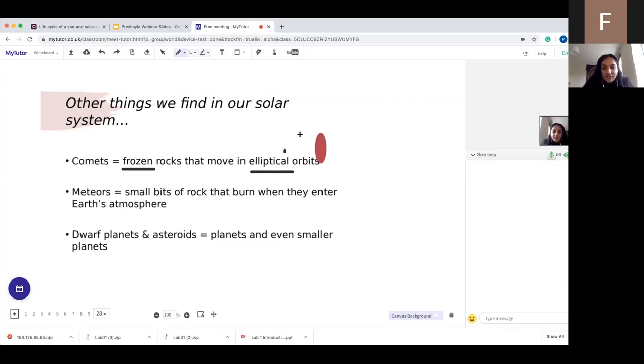Elliptical is this shape here. Sorry, I didn't mention that. Elliptical is kind of like an ovular shape, not quite a circle, a squished circle, but it's still regular. Okay, it still follows that nice oval pattern, but it's not completely circular.